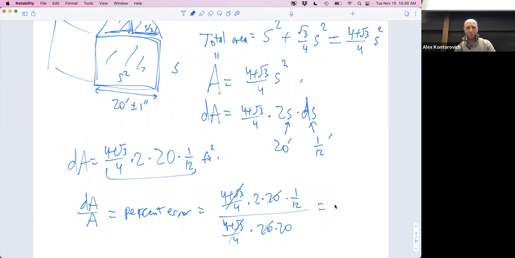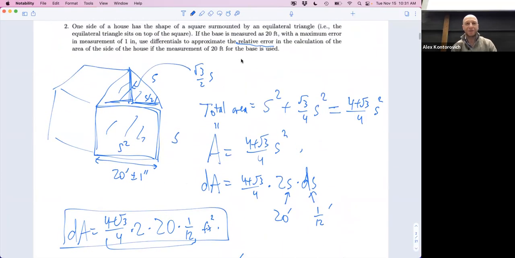That's a 1/6, 1 over 20. So that's the percent error in this estimation. Okay? Does that make sense? I think this is what they mean by what is the error.